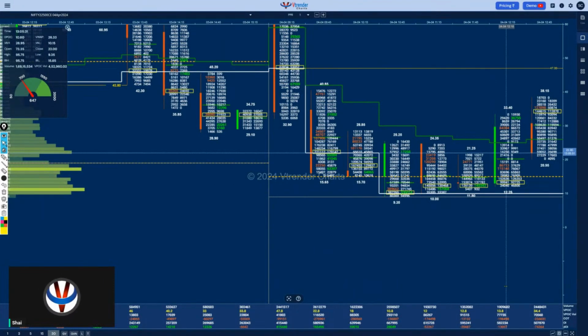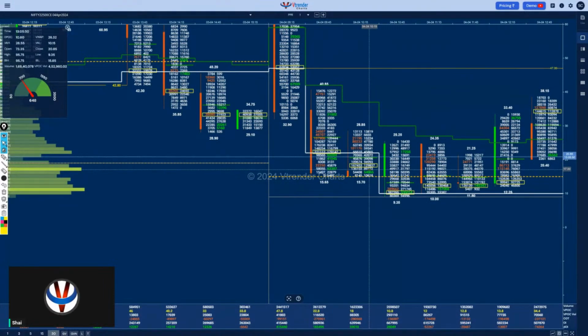The COT stays red. That means writers are still in control in the 22,500 CE, and there's no need to change the way we are looking at 22,500 CE for the rest of the day. But have this chart up and keep looking at this. This is going to help you understand when that call side inventory is covering positions.